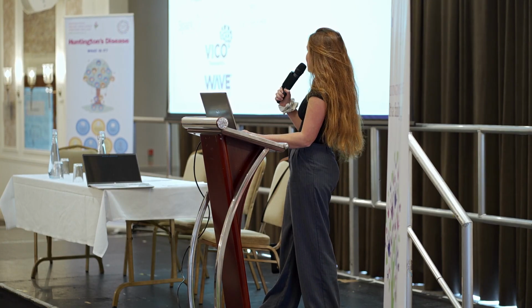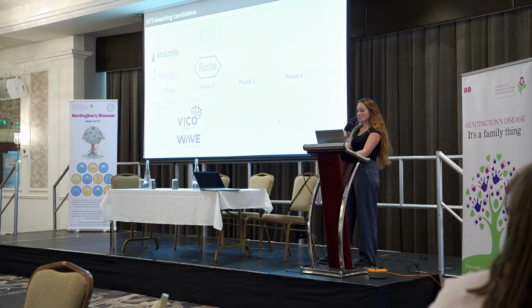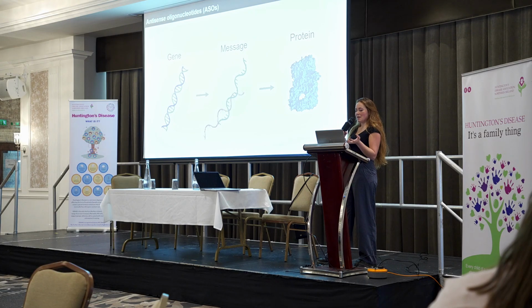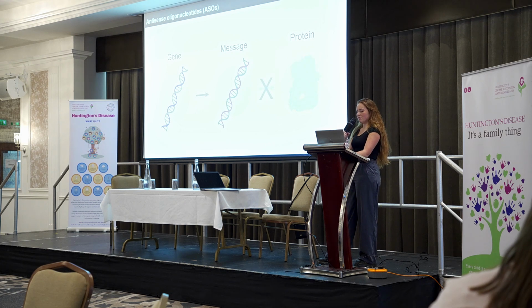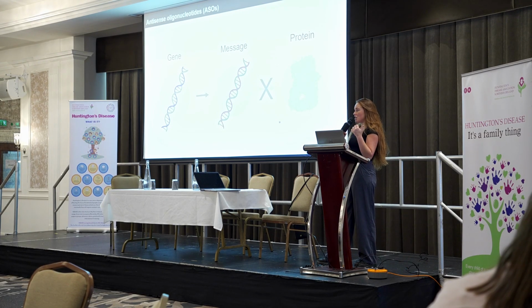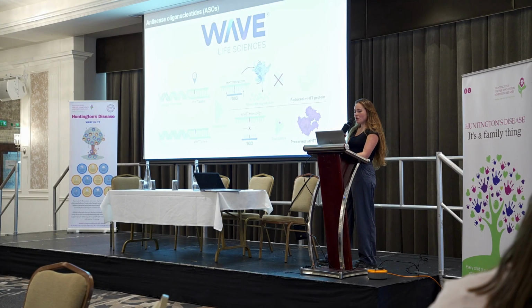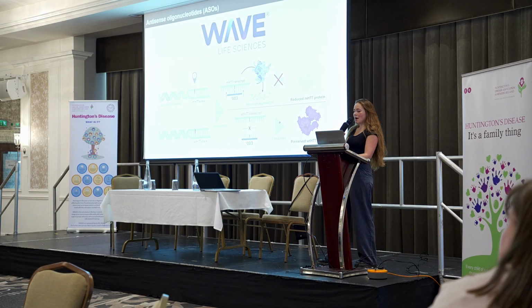So now moving on to another class of Huntington lowering drugs, so antisense oligonucleotides. So going back to the gene to message to protein, antisense oligonucleotides work by, similarly to AMT 130, binding the message which prevents the protein from being produced. But rather than being a one and done injection into the brain, these are injected intrathecally, so into your spinal fluid. So I'm going to be talking to you today about Wave Life Sciences' compound.